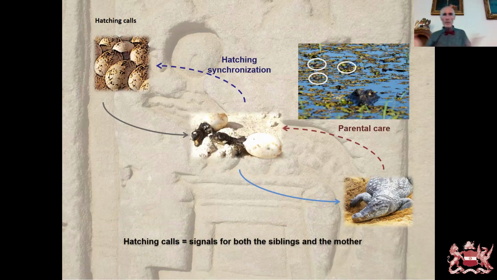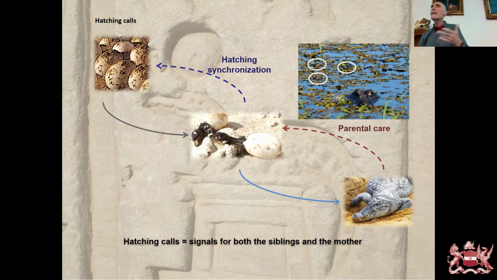If we summarize the situation, we have hatching calls that are emitted by mature embryos, and those hatching calls are useful to synchronize the hatching of the several dozens of eggs that are in the nest. They are also useful to trigger the first response of the mother that will help the young to get out of the nest. Then, as I told you, usually the female, but sometimes the male, in the gharial for instance, it is the male that does that, brings the young to the river or to the lake, and will take care of them.